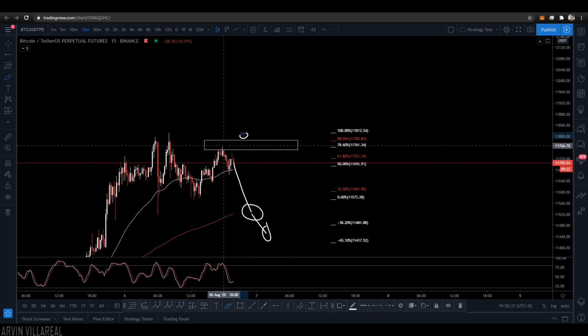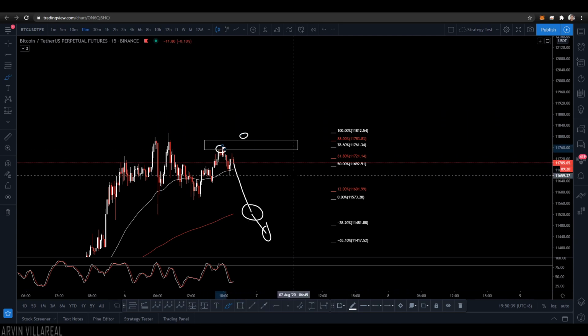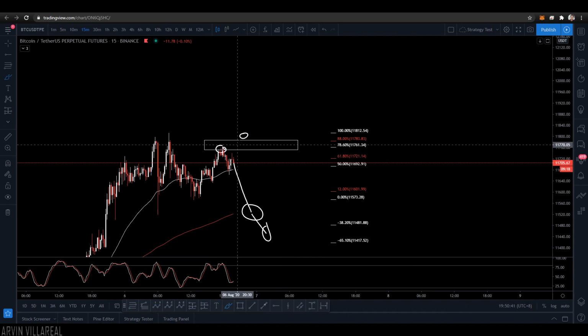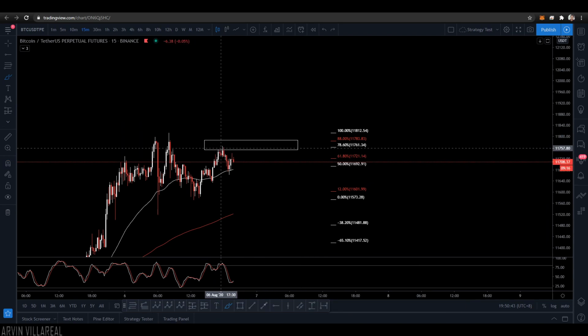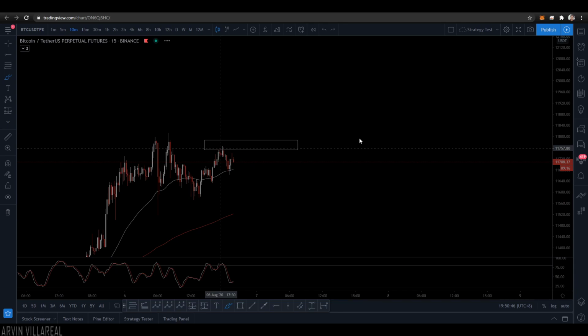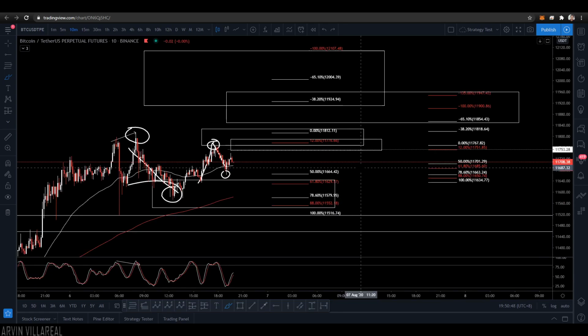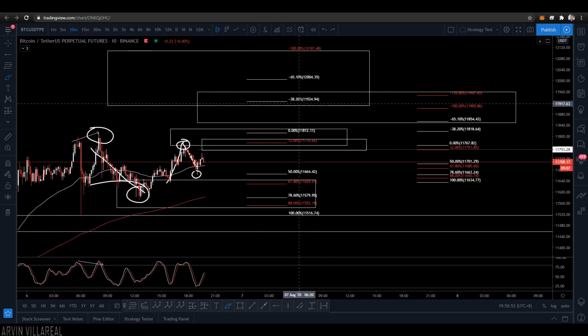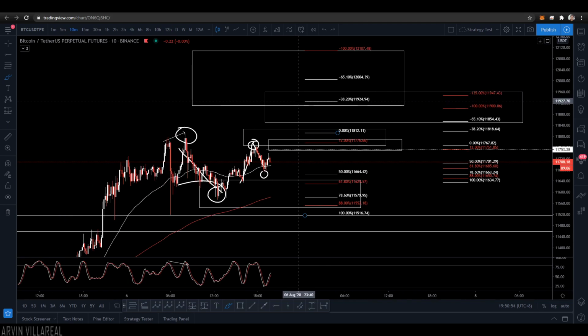Because if we break this swing high, this higher high, it's possible we could go back up to our targets up here. So there you go. There you have it. Those are our bullish and bearish perspectives on BTC.